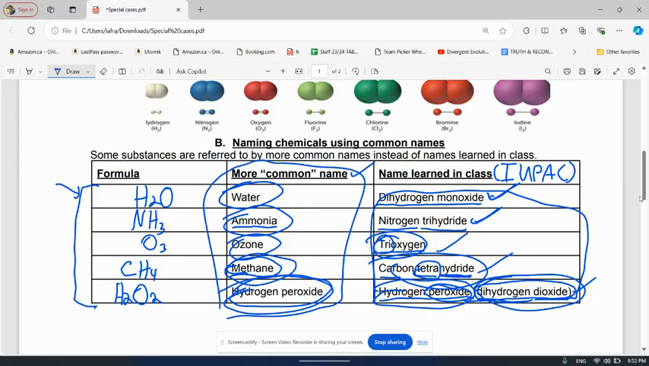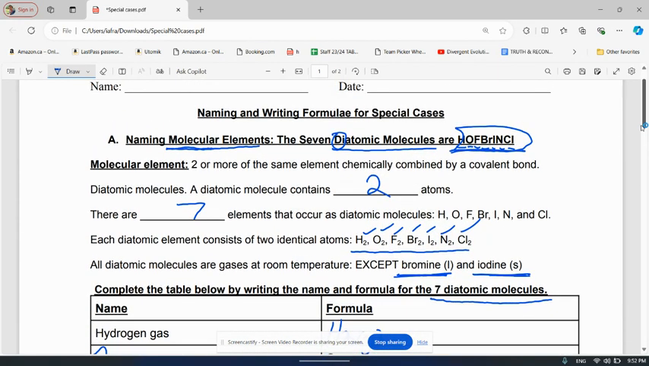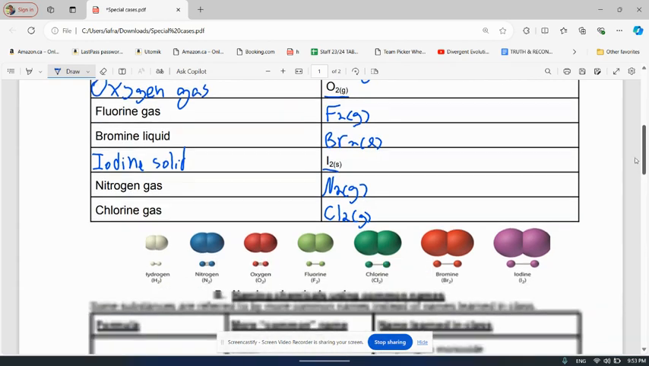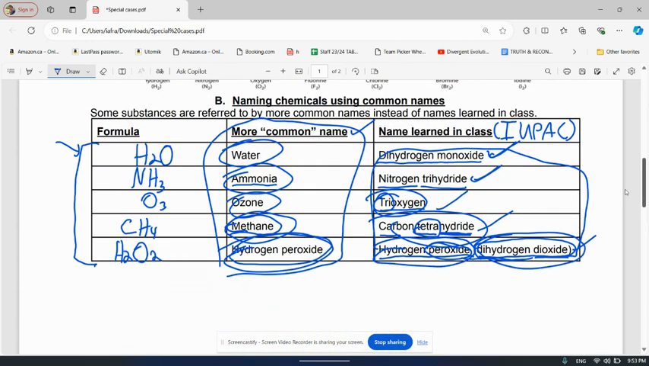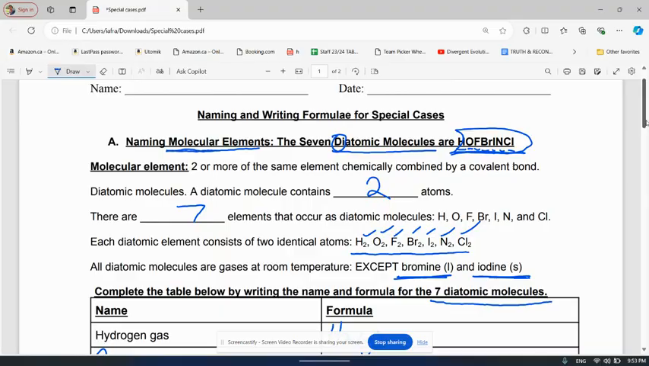So in this lesson, what we saw is there are 7 diatomic molecules, molecular elements, the Hofbrinkel elements. We saw that when you name them, you write them out using a symbol for their state, and most of them are gas except for bromine and iodine. We also saw that some substances go by more common names rather than the IUPAC name that we learned in class. There are other molecular elements that we didn't describe here, but some are worth noting for later.